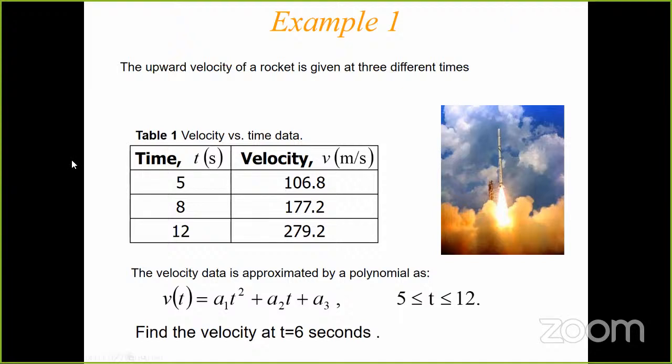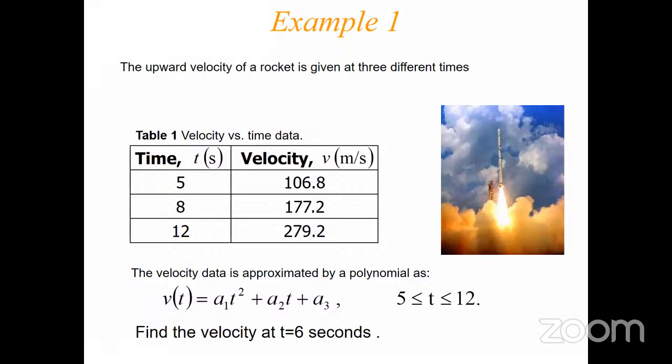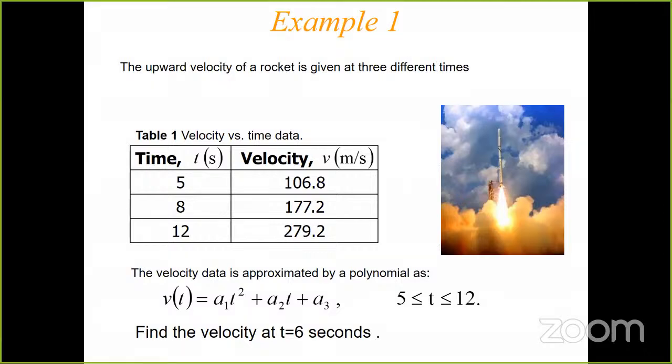The upward velocity of a rocket is given at three different times. A rocket is the one which can carry a satellite and put it into the desired orbit, for low Earth orbits or middle Earth orbits. Some satellites can be taken even up to geostationary orbit, and some can also be taken to other planets. Since I come from an atmospheric and space physics background, I love examples from physics, the same thing you are learning in your classical mechanics.